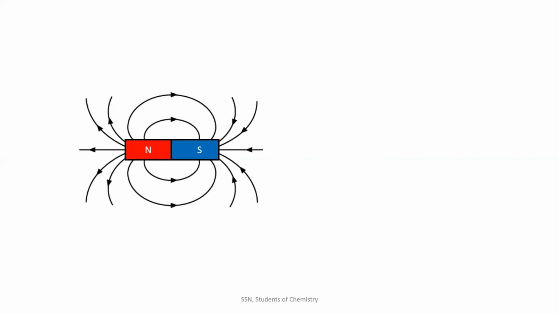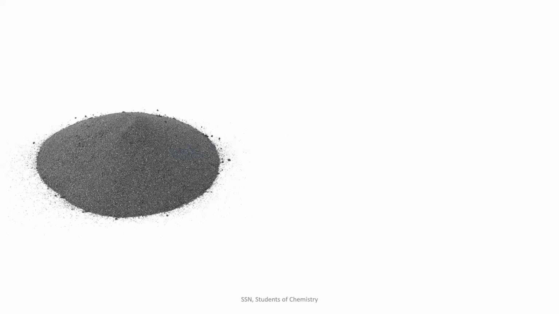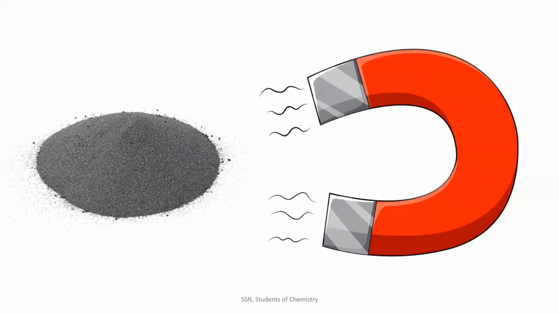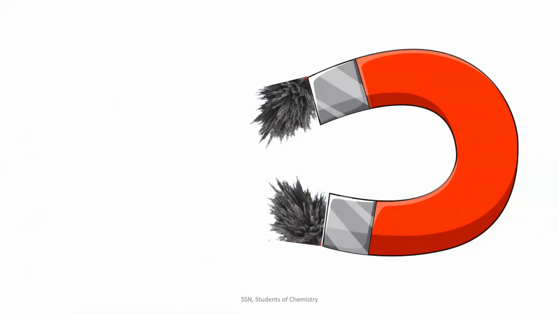Hello, friends. A material which has some magnetic properties will develop a magnetic field around it so that it can either attract or repel other magnetic materials. Take iron filings for example. If you bring a magnet close, the iron filings will get attracted towards the magnet.